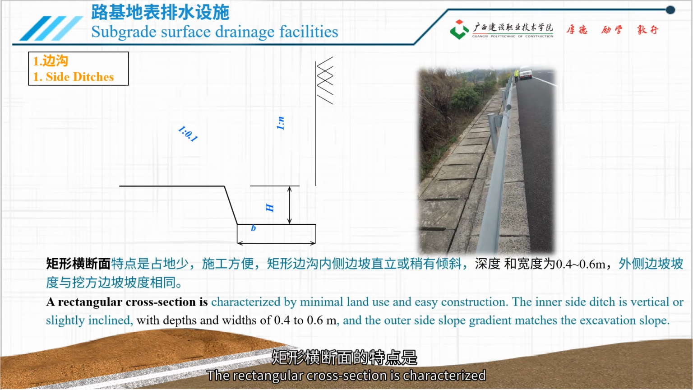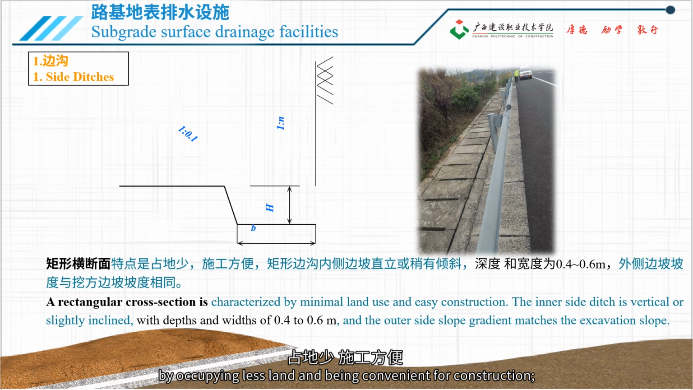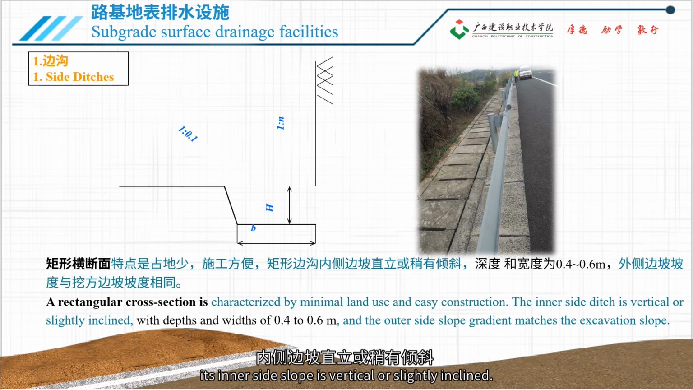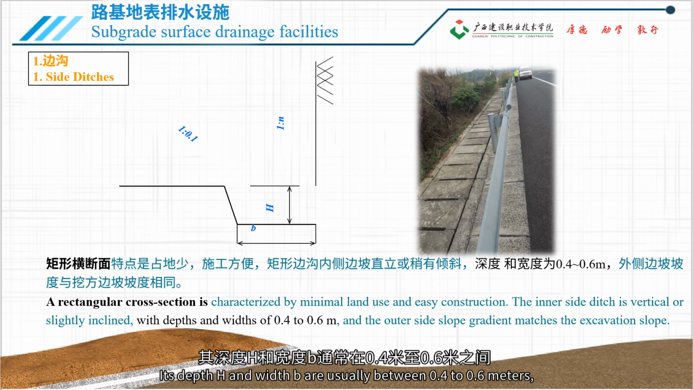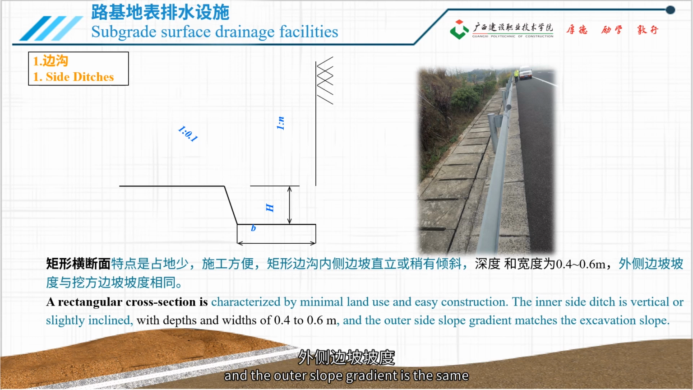The rectangular cross-section is characterized by occupying less land and being convenient for construction. Its inner side slope is vertical or slightly inclined. Its depth H and width B are usually between 0.4 to 0.6 meters, and the outer slope gradient is the same as the excavation side slope gradient.